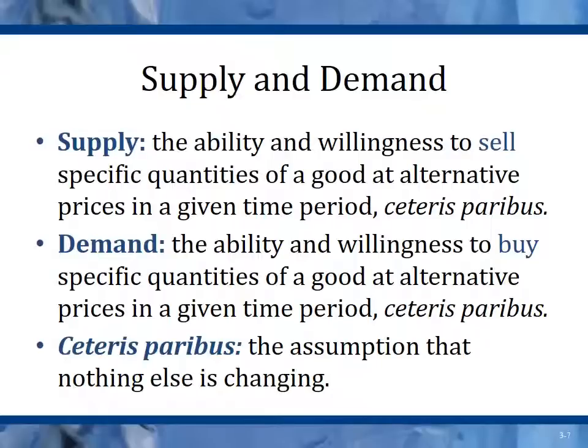Basically, supply is the amount of something that's available for purchase, and demand is how many people want to buy something at a given price. And I should say supply is the amount available for purchase at a given price. The demand is how many people want that same product at a given price.